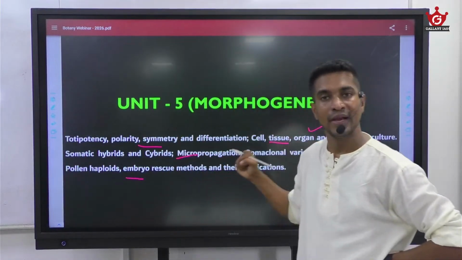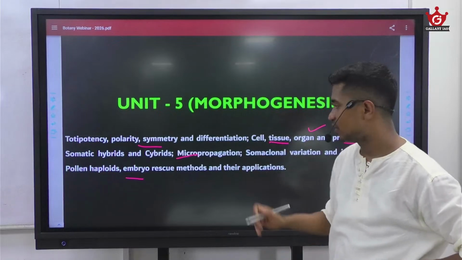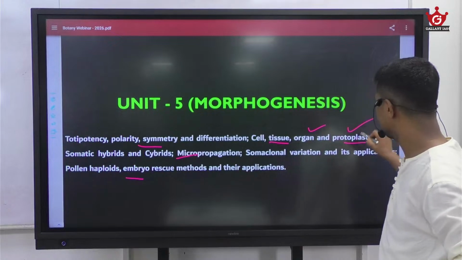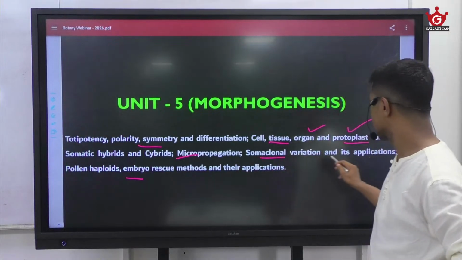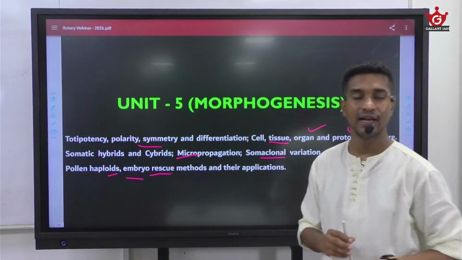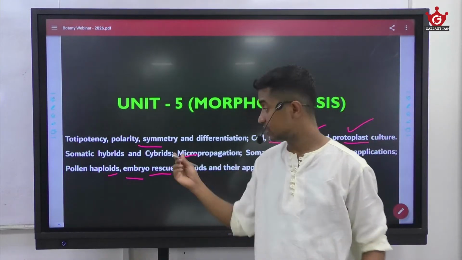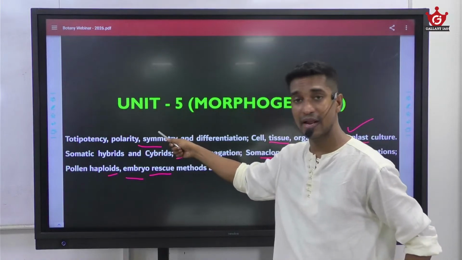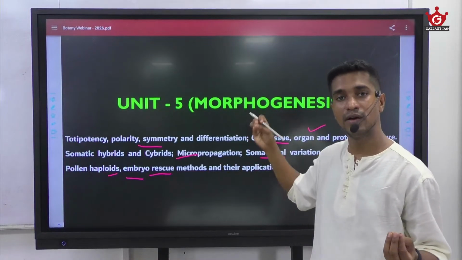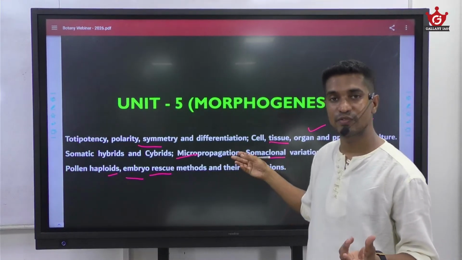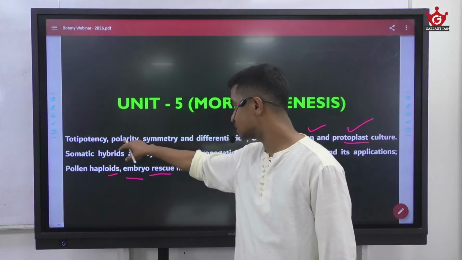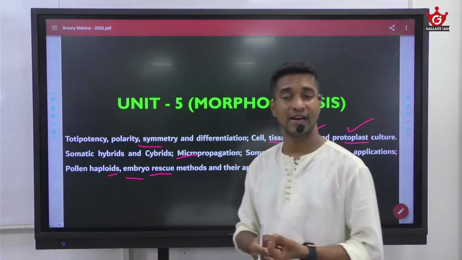These are the topics under the morphogenesis part. Most of the questions have been asked from protoplast culture, somaclonal variation and its applications, pollen haploids, embryo rescue methods and their application. That doesn't mean that totipotency, polarity, symmetry and differentiation is not important. Questions have definitely been asked from totipotency, polarity, symmetry and differentiation too.